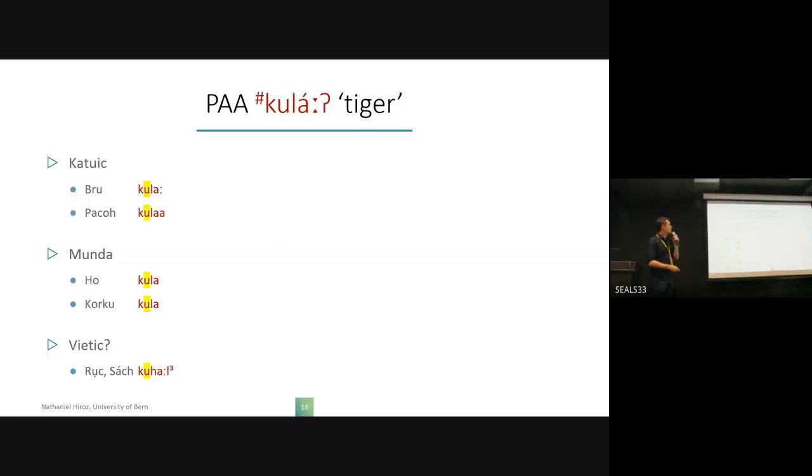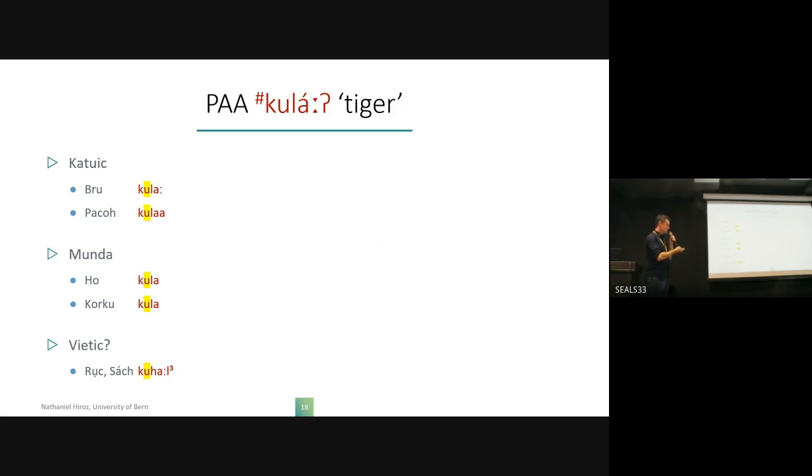But anyway, now I'm going to talk about two words. I'm first going to talk about direct evidence, and then we're going to talk about the indirect evidence for the different words together. The word for tiger.